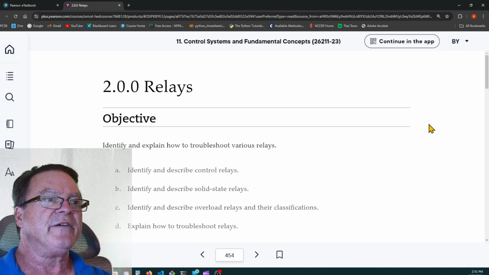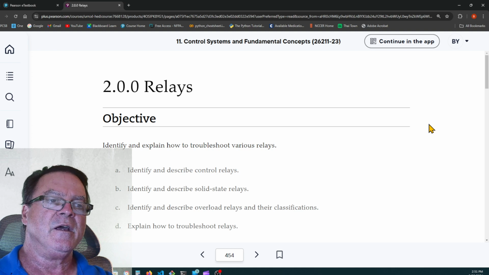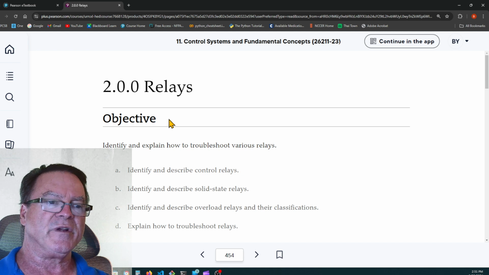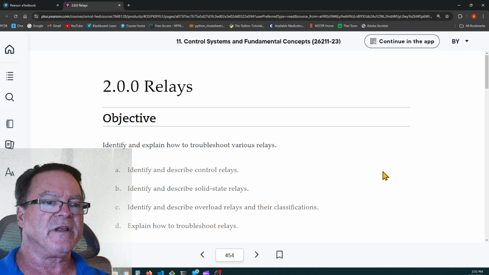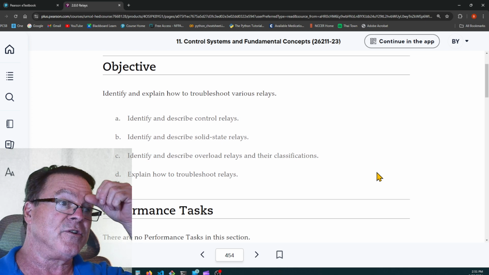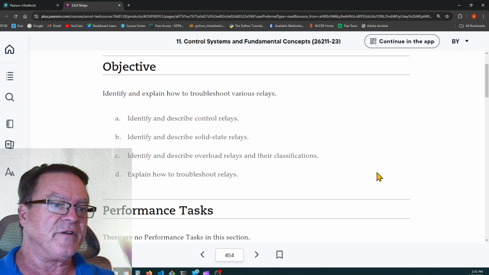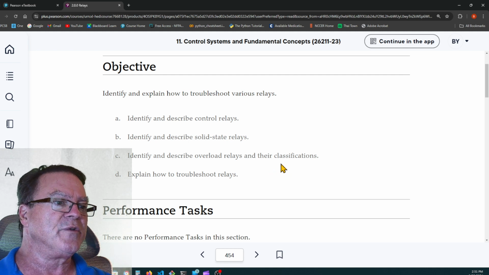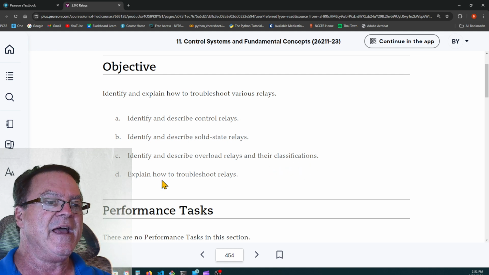Module 26 to 11, Control Systems and Fundamental Concepts. Part 2.0.0, Relays. Identify and explain how to troubleshoot various relays. Identify and describe control relays. Identify and describe solid-state relays. Identify and describe overload relays and their classifications. And explain how to troubleshoot relays.